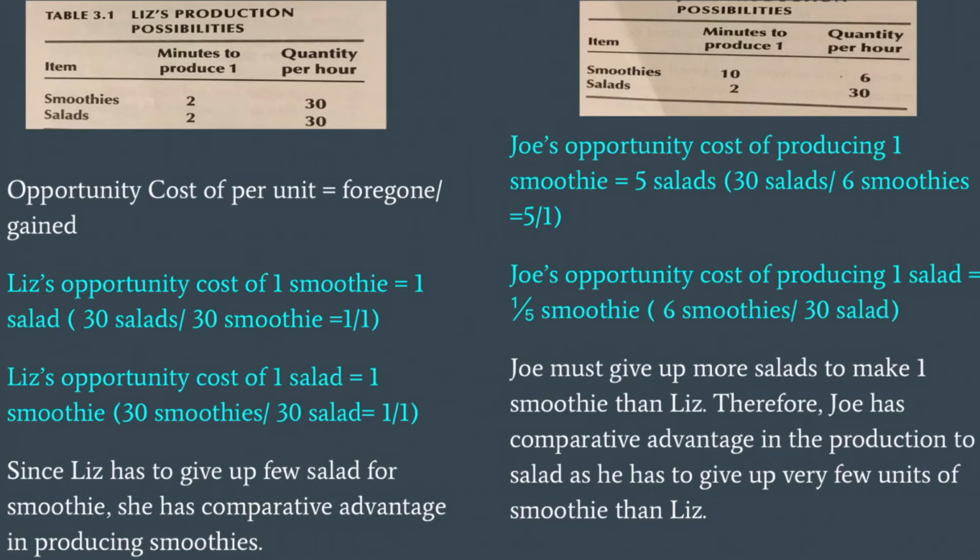It means that he has a low opportunity cost in the production of salad. So low opportunity cost means comparative advantage. So Joe has a comparative advantage in the production of salad. So it means Joe must give up more salads to make one smoothie than Liz. Therefore, Joe has a comparative advantage in the production of salad as he has to give up very few units of smoothie compared to Liz.